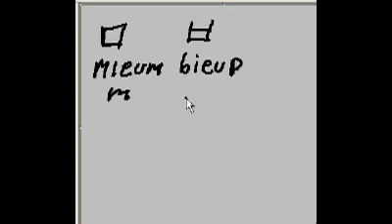Next, we have this character, Meum, M-I-E-U-M, and of course it's basically an M sound. And the next one we have is this character, and this is called the Biyup, B-I-E-U-P, and it can be either a B or a P sound.